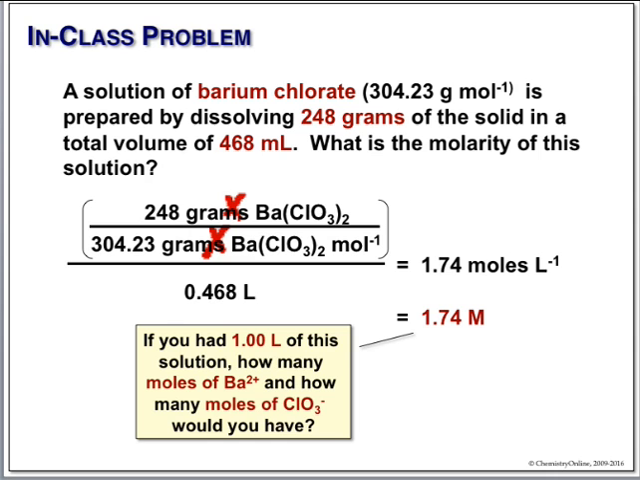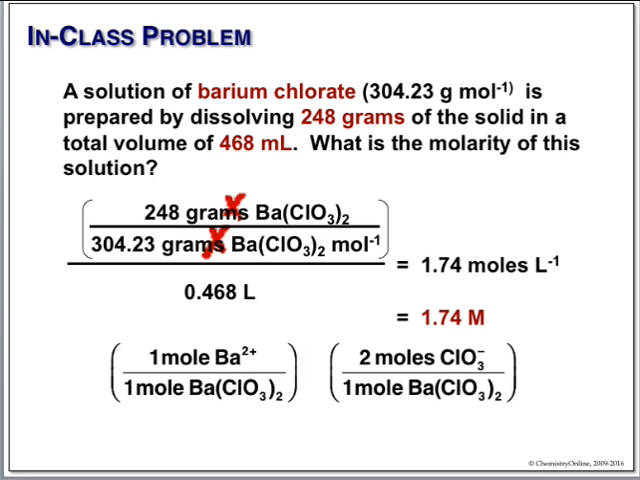Therefore, 1 mole of barium per mole of barium chlorate, 2 moles of chlorate per mole of barium chlorate. Therefore, how many moles of barium? 1.74. How many moles of chlorate? Well, twice as many. Again, when barium chlorate dissolves, it forms 3 ions in solution, 1 barium and 2 chlorates.